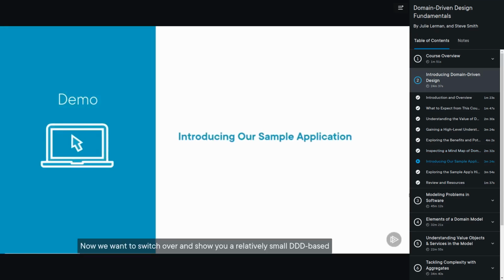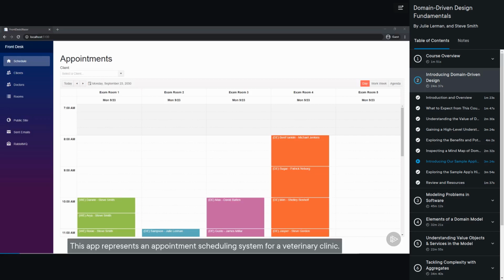Now we want to switch over and show you a relatively small DDD-based solution that we'll be working on for the rest of the course. This app represents an appointment scheduling system for a veterinary clinic. It's small, in air quotes, but since DDD requires a certain amount of complexity to warrant its use, it's bigger than most demos you'll see in other courses or presentations.